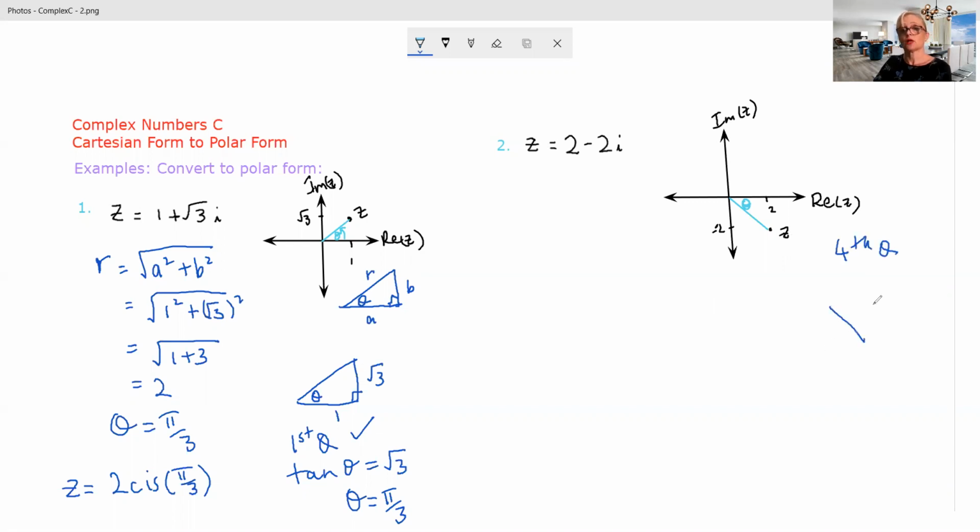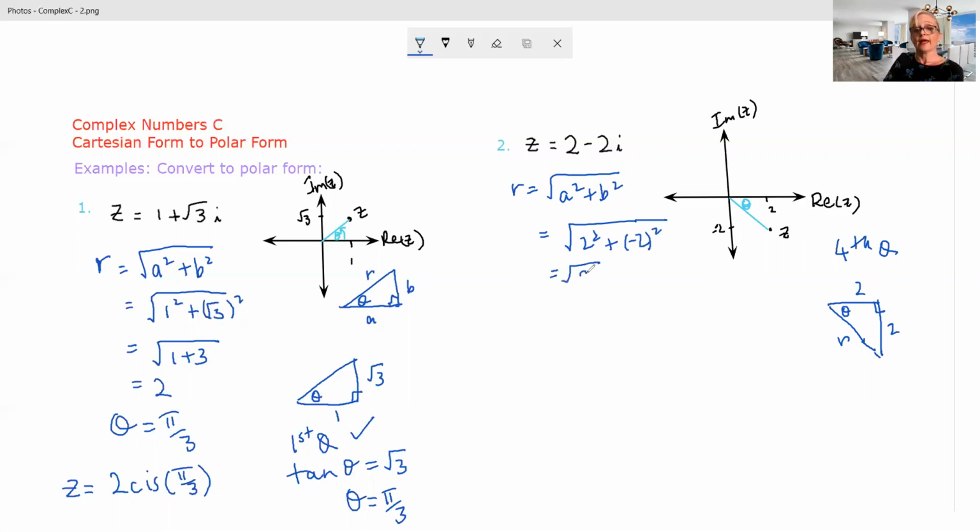And we've got our triangle here that's 2 and 2. And we've got our theta here. And this is our r. Okay, well, r is going to be the square root of a squared plus b squared, which is going to be the square root of 2 squared plus, well, negative 2 squared is the same as 2 squared, but you can put it in brackets there if you like. So we're going to get the square root of 8, just simplifying that, that's 2 root 2.